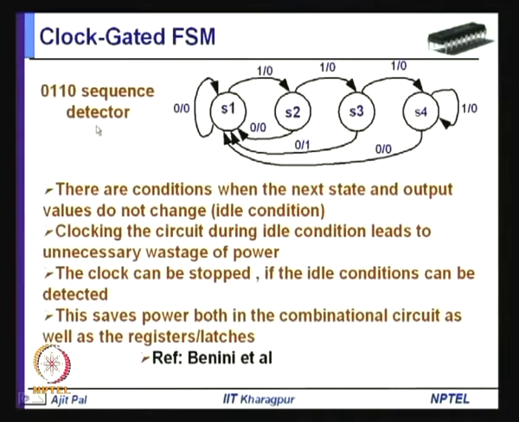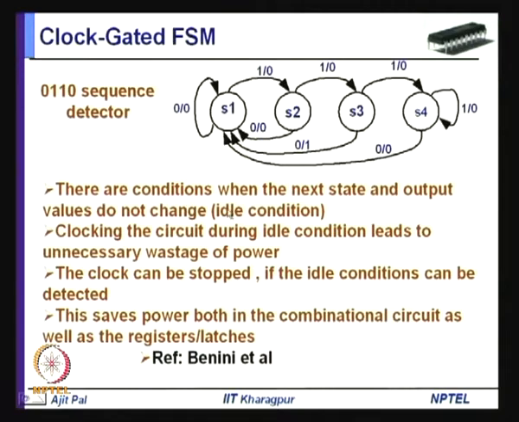Now, let us consider an example, 0100 sequence detector, which I have already discussed. Here, as you can see, there are some conditions. For example, when the machine is in state S1 and input is 0, as long as the input is 0, it remains in the state S1 and output is also 0. That means, there are conditions when the next state and output values do not change, and similarly here there is another state S4, you can see as long as the input is 1, it remains in state S4 and output is also 0.